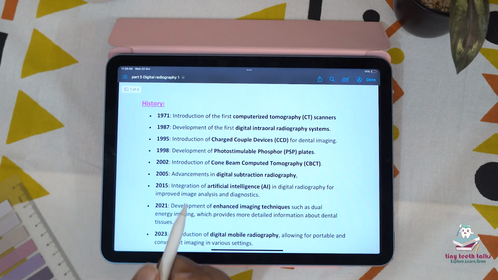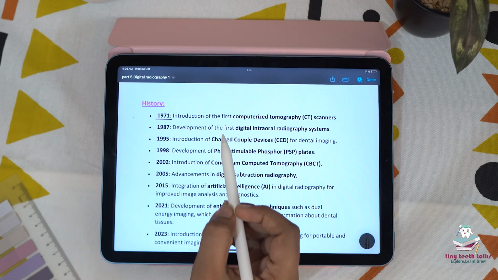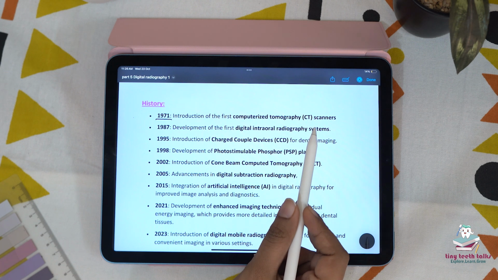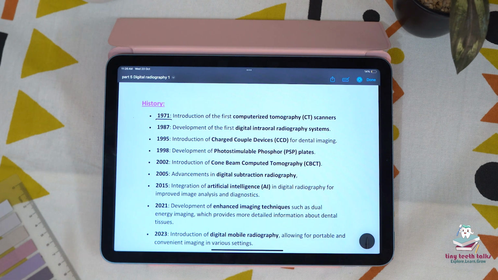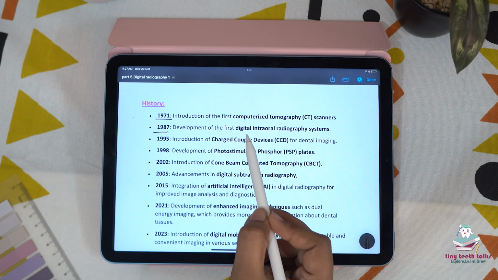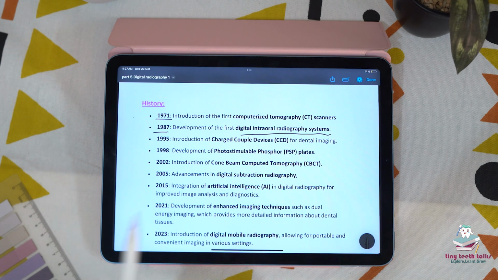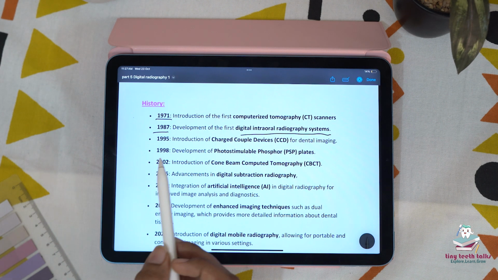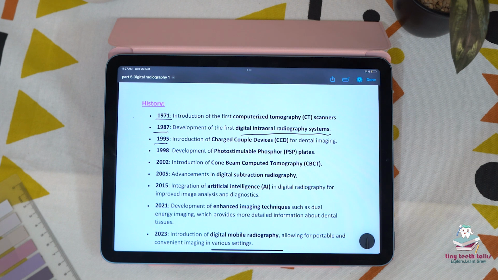Start with the history. In 1971, there was the introduction of the first computerized tomography scanners, allowing for more accurate and detailed imaging of teeth and jaw structures, significantly improving diagnosis and treatment planning. Then in 1987, development of the first digital intraoral radiography systems, which replaced traditional film-based methods, offering better image quality and reduced radiation exposure. Then in 1995, introduction of charge coupled devices for detailed imaging.